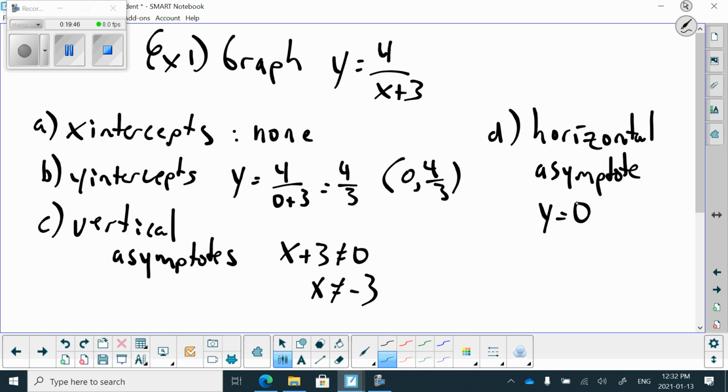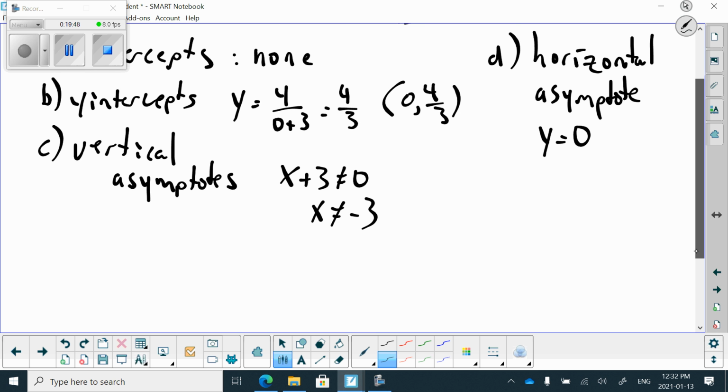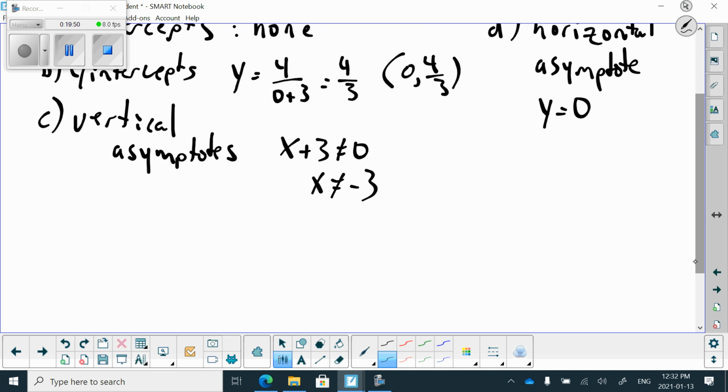Okay, this next part, I don't know if you've done before, but we have to do a sign analysis to tell us where the graph is above or below the axis, the x-axis.